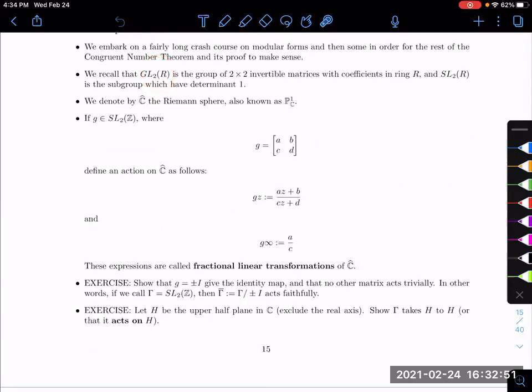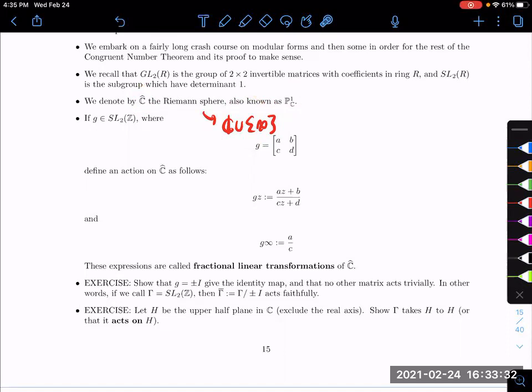GL_2(R). If R is a ring, then GL_2(R) is the group of 2x2 invertible matrices with coefficients in that ring. Okay? And SL_2(R) is the subgroup of GL_2(R) of those matrices that have determinant 1. We're also going to be denoting by this C-hat the Riemann sphere, which is C union infinity. Another way of denoting that is, C union infinity is also the projective line. So I might write any one of these three things at any given moment, depending on how I'm feeling, and they all mean the same thing, the Riemann sphere.